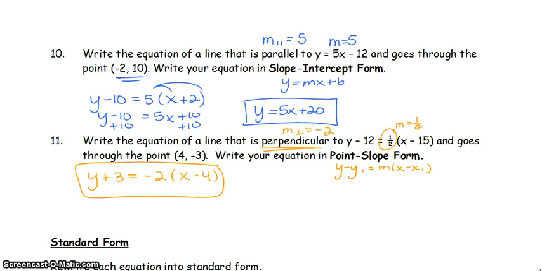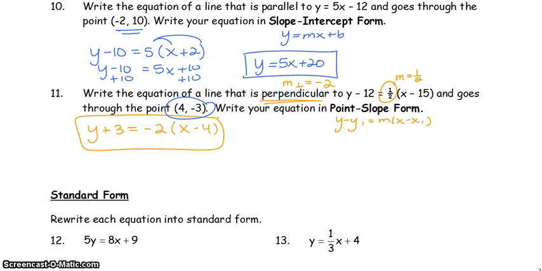Alright, so we want our equation to be perpendicular. When we look at our equation, we pick up that our slope is 1/2, therefore the perpendicular slope is -2. And we want it in point slope form, so we get y plus 3 is equal to our new slope of -2 parentheses x minus 4. Remember, you were given the point that you were plugging into point slope form.